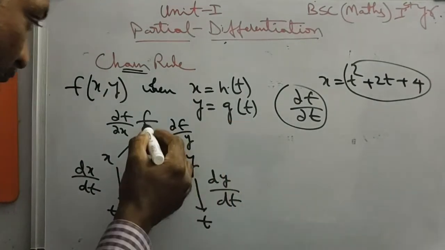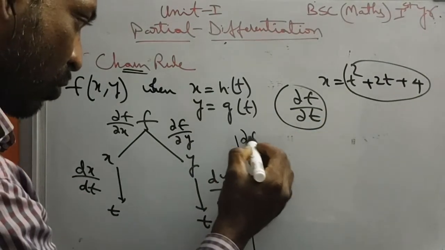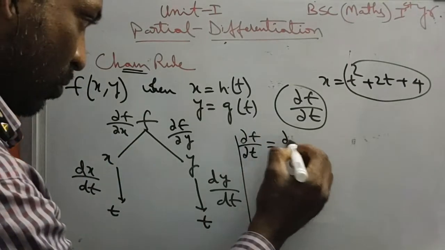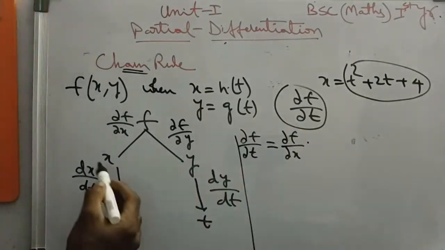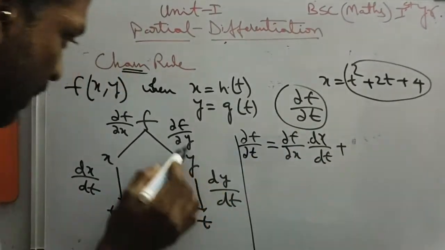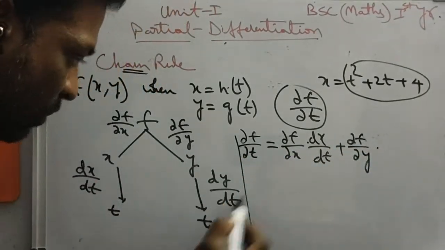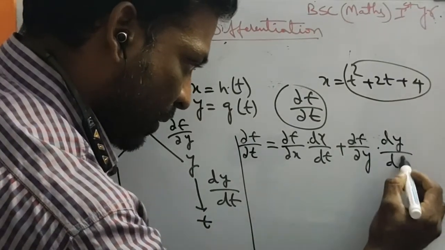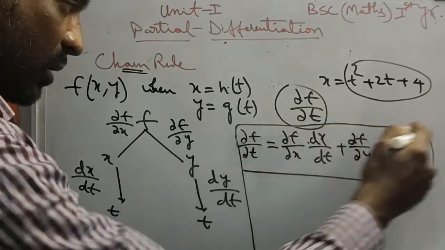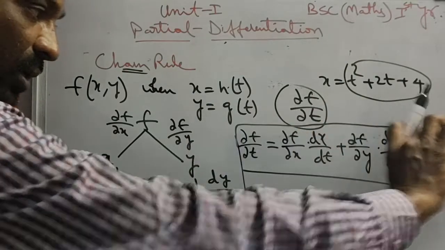So f and t are related, and the way of writing is dou f by dou t equals the product of these terms: dou f by dou x into dx by dt, plus dou f by dou y into dy by dt. This is the way of writing dou f by dou t in this process. So if you remember this chain rule, we can write directly like this.